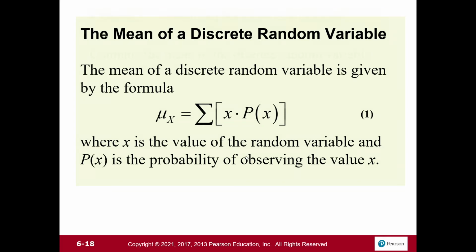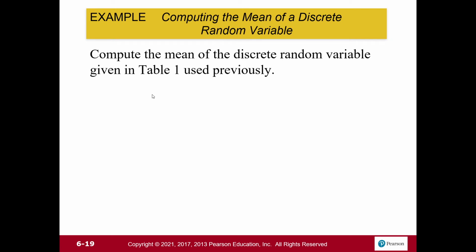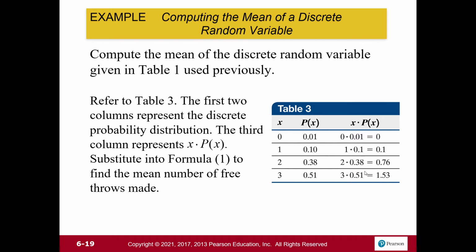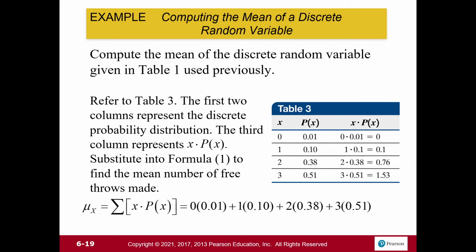Where x is the value of the random variable and P(x) is the probability of observing the value x. Here it says compute the mean of the discrete random variable given in table 1 used previously. The first two columns represent the discrete probability distribution. The third column represents the product of each one. Now we have to sum up that last column, and it looks like the mean is 2.4. So that would be the mean, the average amount of shots that we could expect.